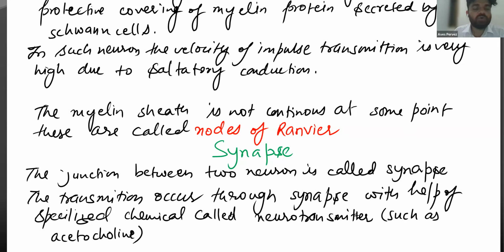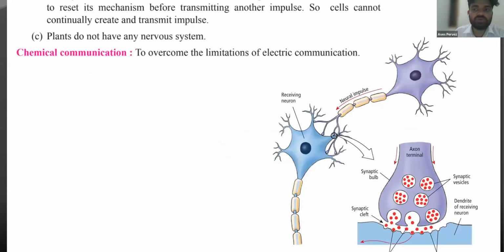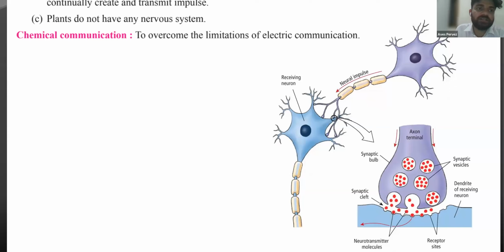If I ask you a simple question, what happens at synapse? If I'm showing you that this is synapse, the junction between two neurons. There you see that this is one neuron, and this one is another neuron. You see that this is the nerve ending here. And another one is the dendroids.